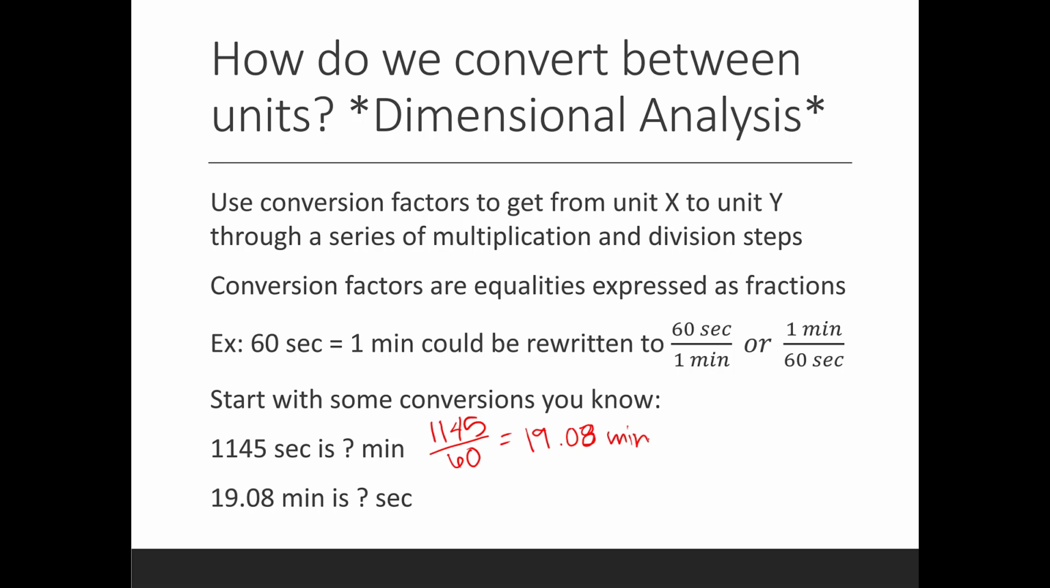Pretty straightforward. You guys have been converting between time units forever. Now if we go the other way, 19.08 minutes is how many seconds? Well, we would take 19.08, again knowing that there are 60 seconds in 1 minute, we would have to multiply by 60. And when we do that, we should get 1,145 seconds. So these two quantities are the same. They are just expressed in different units. But you see, all we had to do was divide and multiply. It wasn't really much more difficult than that.